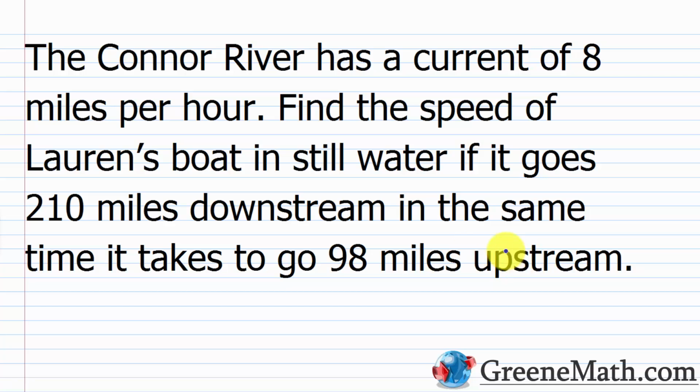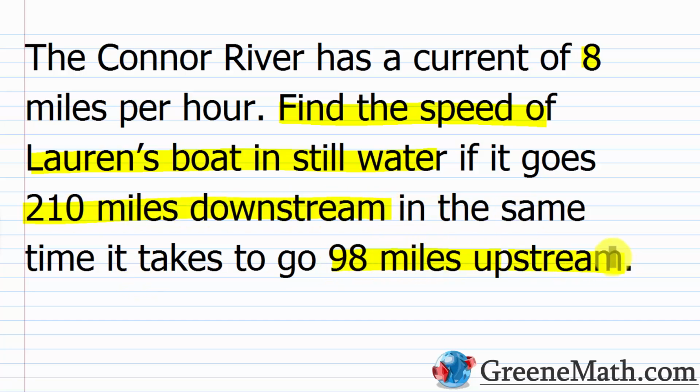And we're just going to use it to solve this first problem. So the Conner River has a current of 8 miles per hour. Find the speed of Lauren's boat in still water if it goes 210 miles downstream in the same time it takes to go 98 miles upstream. Okay, so what are we being asked for? We're being asked to find the speed of Lauren's boat in still water. This is what we need to find. Now we're given a lot of information to help us find this. It tells us the Conner River has a current of 8 miles per hour. It also tells us that her boat can go 210 miles downstream in the same time it takes to go 98 miles upstream.